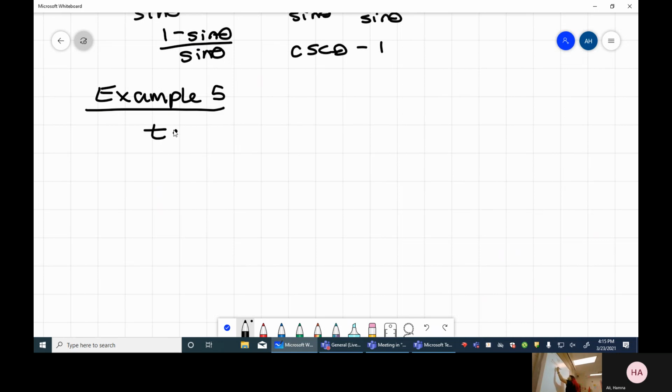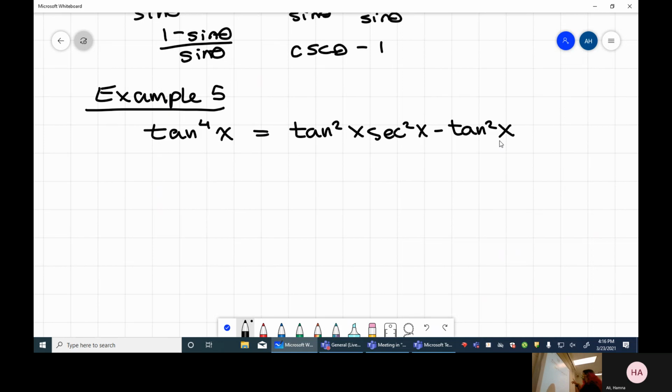So let's say we start with tangent to the fourth of x, and we want to verify that it equals tangent squared of x secant squared of x minus tangent squared of x. So remember, I said this is an expansion problem. So even though the right-hand side is more complicated, we're actually going to start with the left-hand side and try to get to what we have on the right.